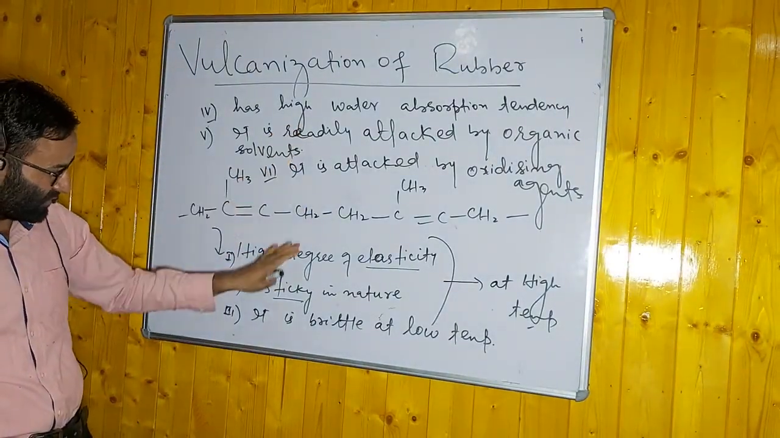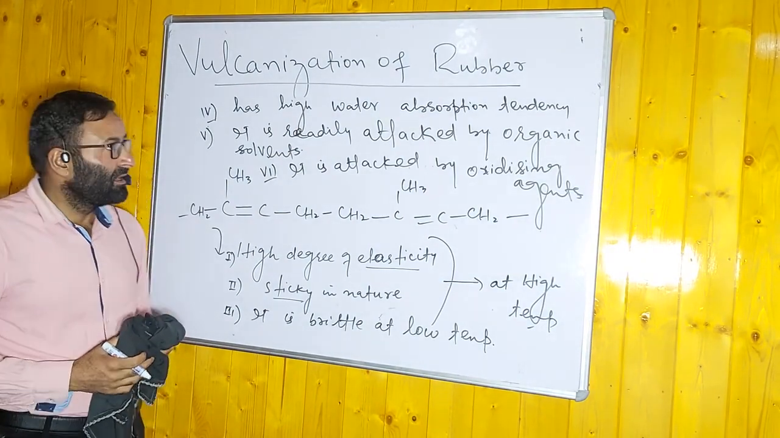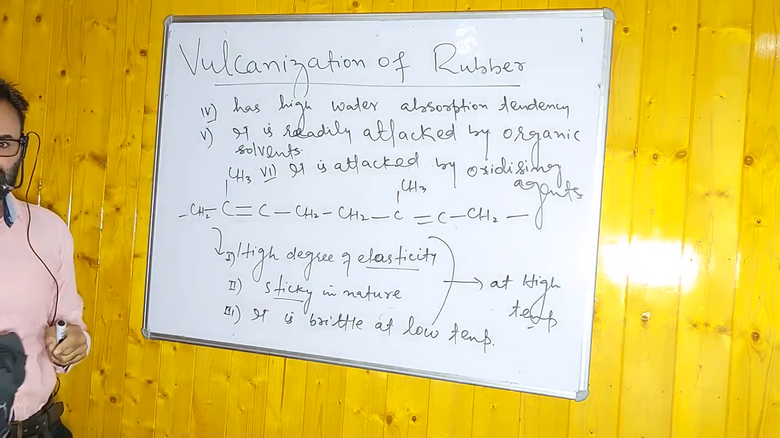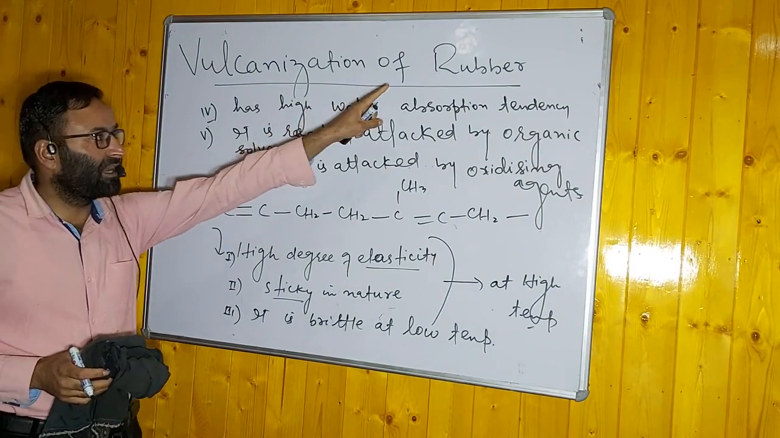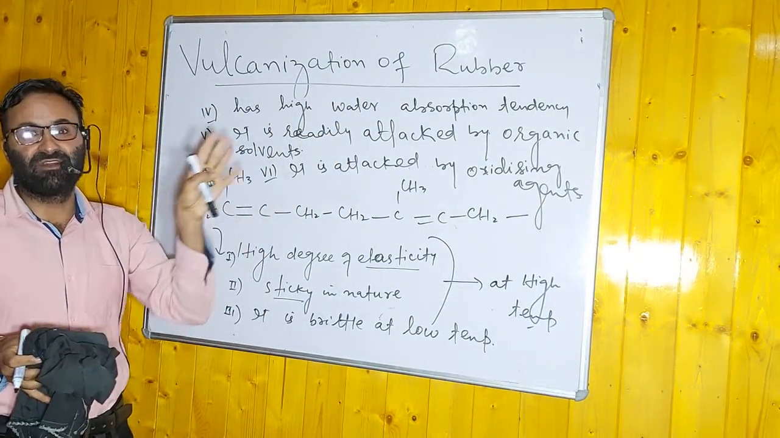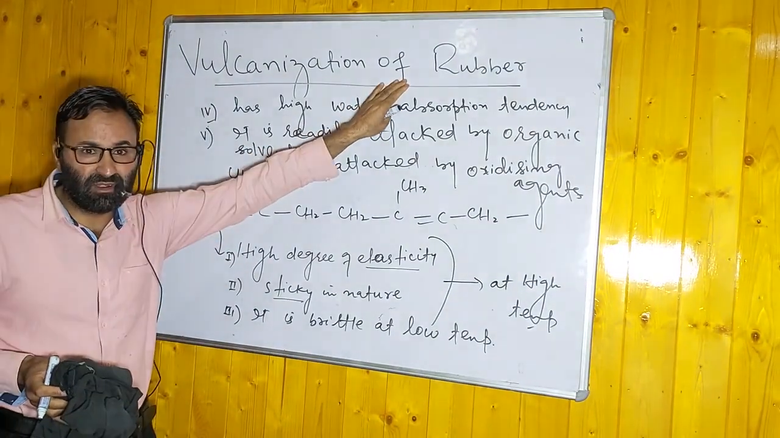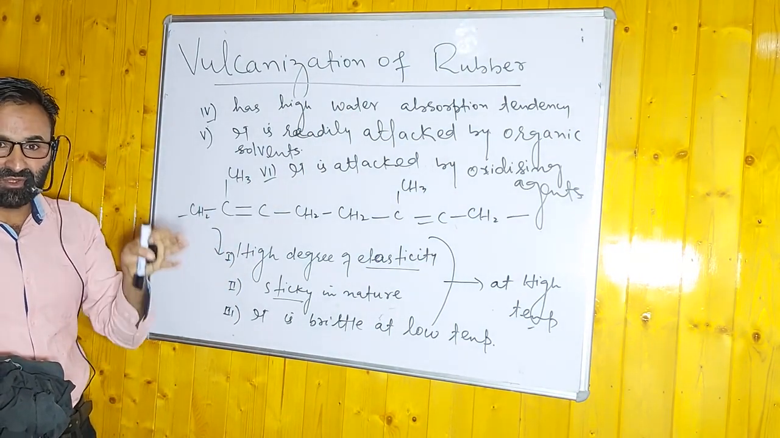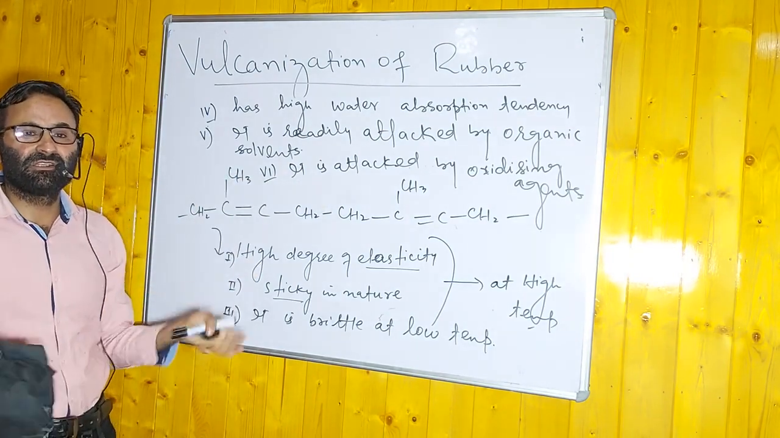In order to overcome these six problems associated with the natural rubber, the natural rubber is subjected to the process of vulcanization. Now, what is vulcanization? It is a process of heating the natural rubber. In this process, we have to heat the natural rubber with sulfur or sulfur compounds. This is a simple definition of vulcanization. The process of heating the natural rubber with sulfur or sulfur compounds is known as vulcanization.